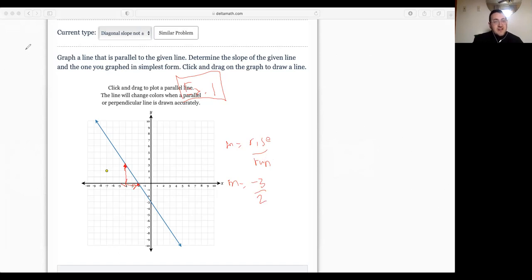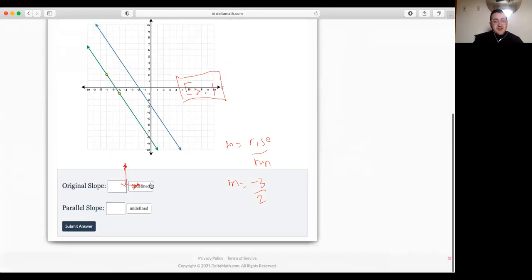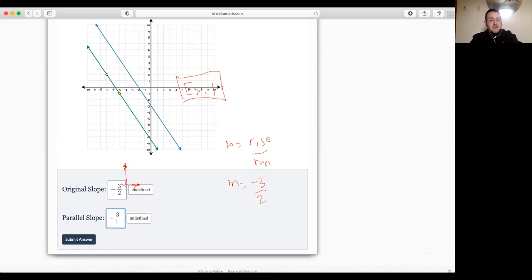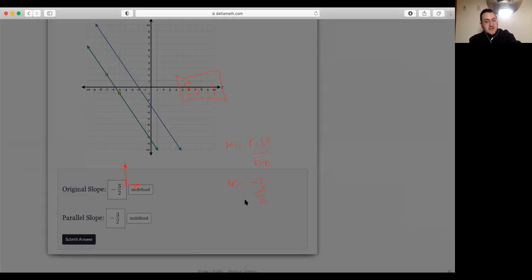So I'm going to do that same type of thing with that yellow point. I'm going to go down 3, and then I'm going to go over 2. And it changes color and gives me the slope. Since I already computed the original slope and the parallel slope, I'm just going to put -3 over 2. It would also accept -1.5 as well.